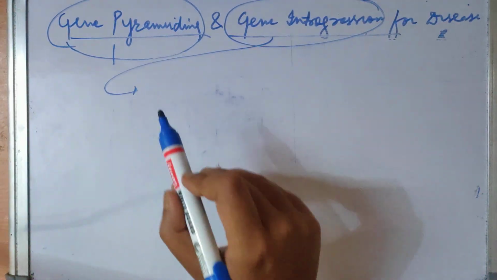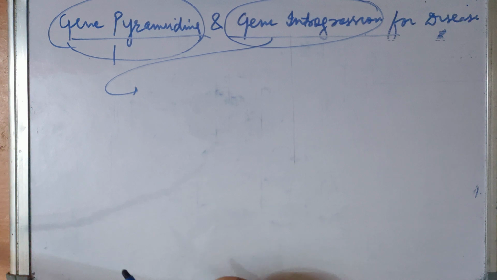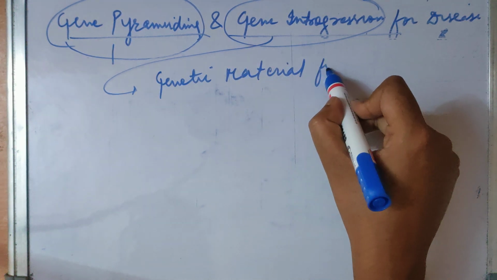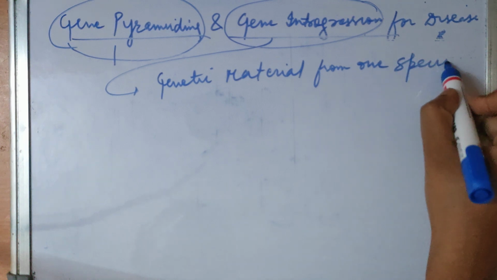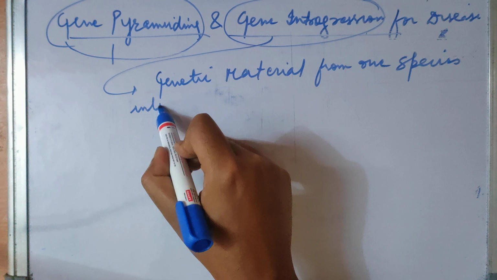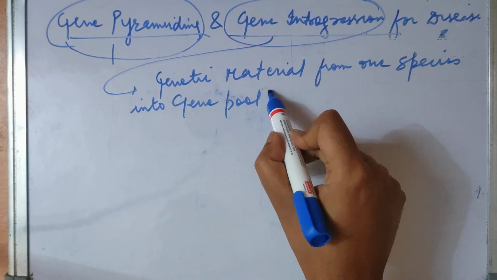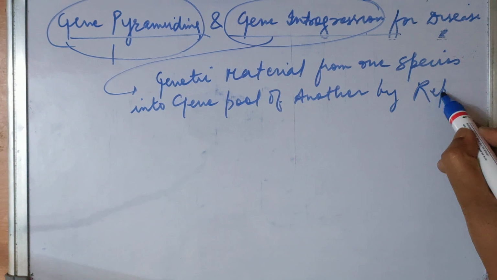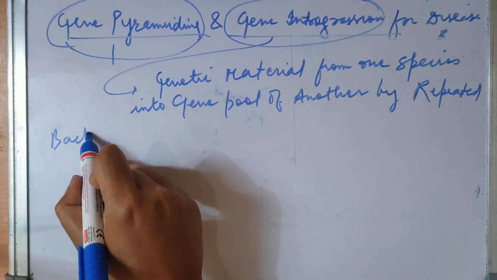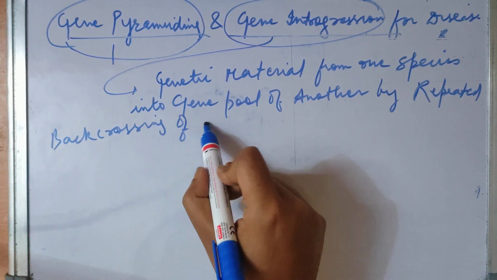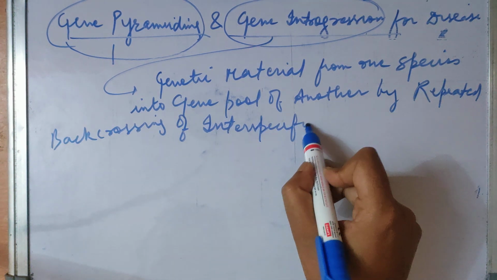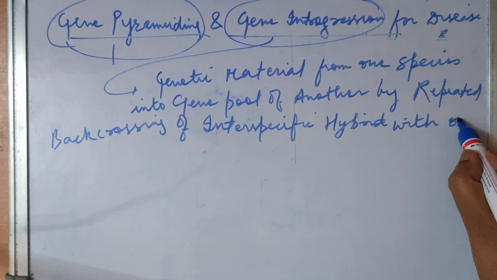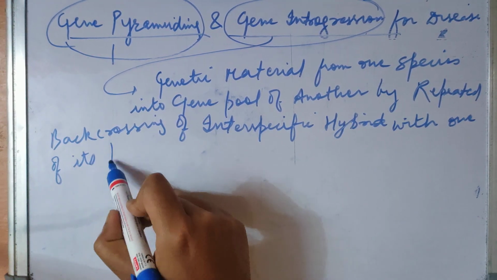Gene introgression is the transfer of genetic material from one species into the gene pool of another by repeated backcrossing of an interspecific hybrid with one of its parent species.